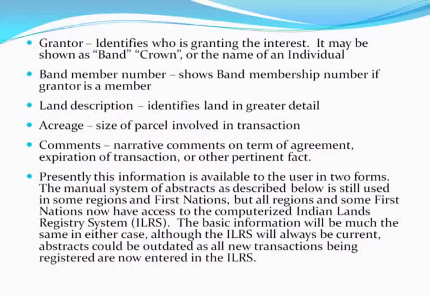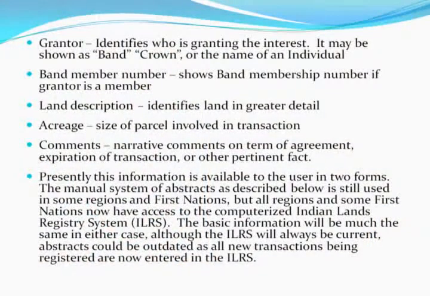The grantor identifies who is granting the interest. So if it's the band, then the band is granting an interest to Jennifer to build a house, or to Donna to have a lease. If it's the Crown, then it'll say Her Majesty. So in both cases, grantor. If it involves a band member, the band member number is on the document.